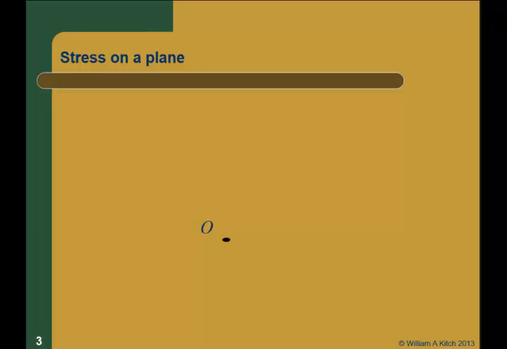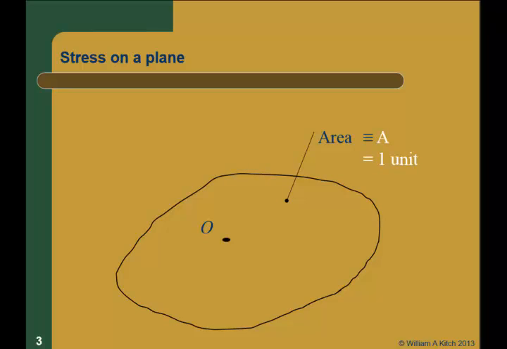But let's start very simple. We've got a point O. That point O is on a plane, and we're going to surround it by a certain little elemental area, and we're going to give that area a unit of 1, because dividing by 1 is an easy thing to do. But it's a finite area. We're not talking about an infinitely small area. We're talking about a finite sized area with 1 unit of area.